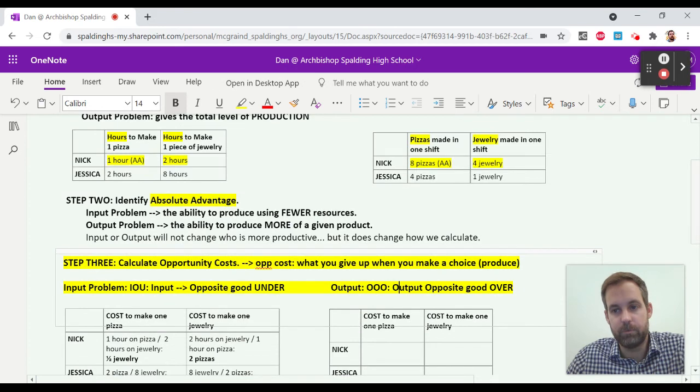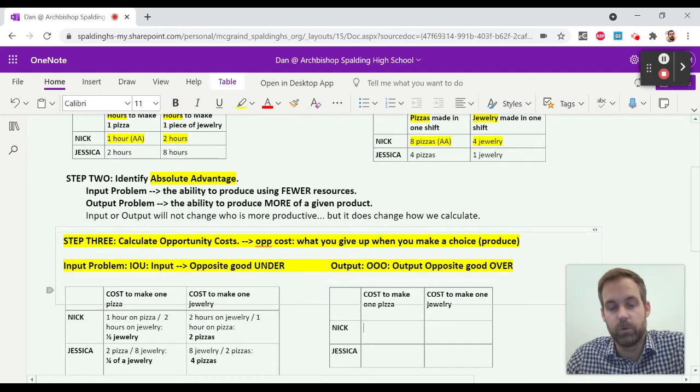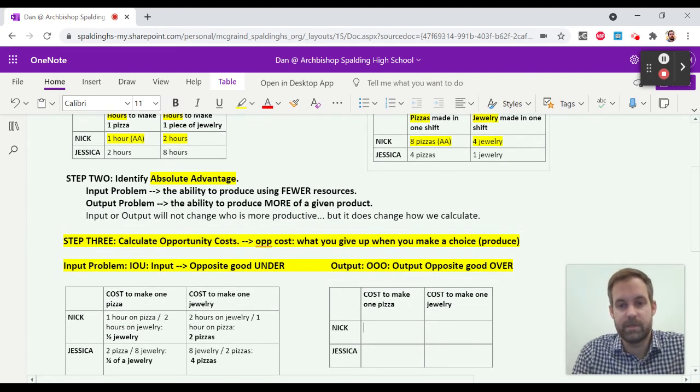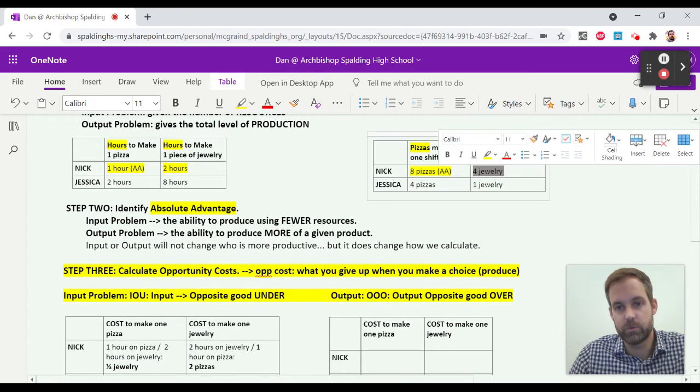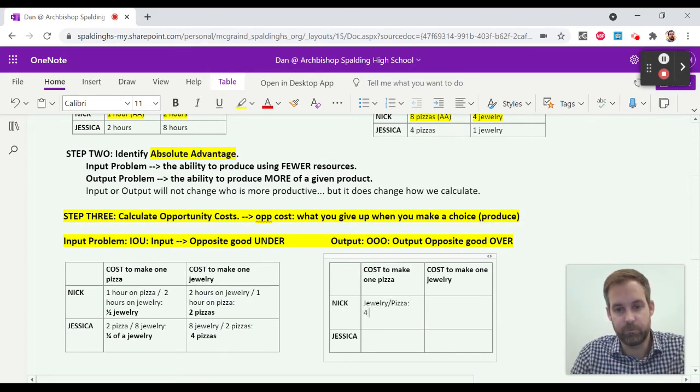For the output problem, using the output chart, our fractions are all just going to be flipped over. So when we're looking at Nick, how much does it cost Nick to make pizza? We're going to say the opposite good goes on top. So jewelry goes on top of pizzas, right? So this is jewelry divided by pizza. So for Nick, that is 4 divided by 8, right? 4 jewelry divided by 8 pizzas equals 1/2 of a jewelry again.